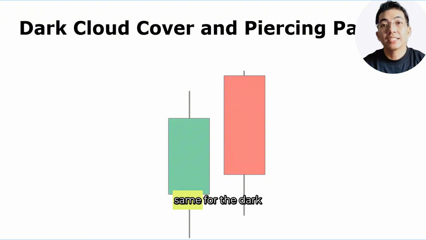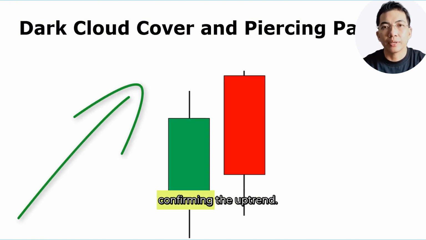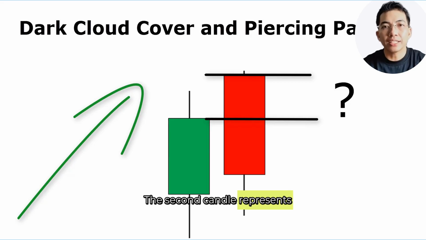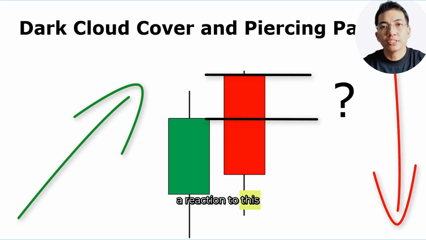We can say the same for the dark cloud cover. The first candle is confirming the uptrend. The gap then represents the question: how will traders react to this unexpected new price? The second candle represents the answer. If the price goes down and the candle fills the gap and closes into the real body of the first candle, then sellers had a reaction to this new price. They sold the pair, increasing the supply.